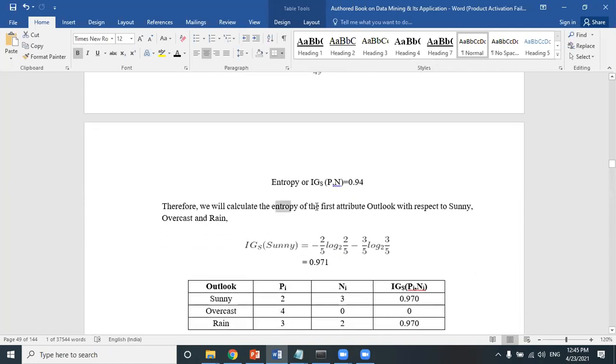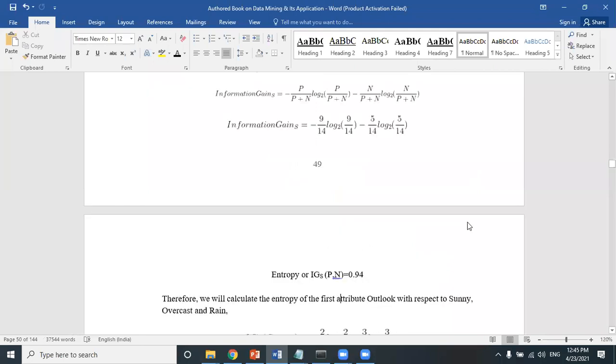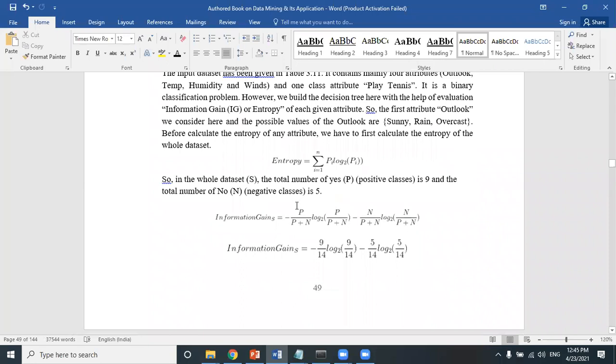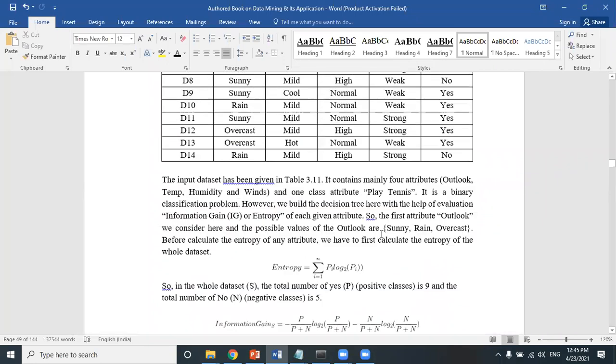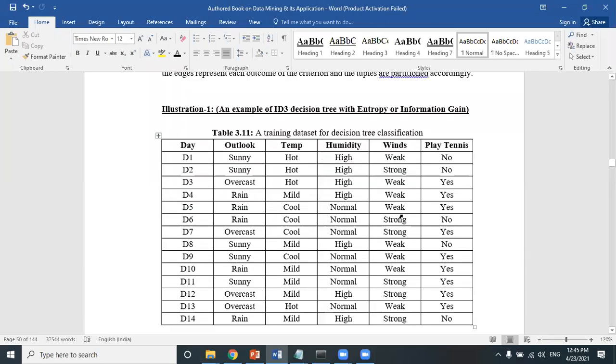Now first we are calculating the entropy of the outlook variable with respect to sunny. Sunny is the first value of that outlook attribute. So information gain or entropy of the outlook based on sunny. How can we calculate it? The same formula, how many sunny and how many p plus n. So how many sunny are there for which the value is positive?